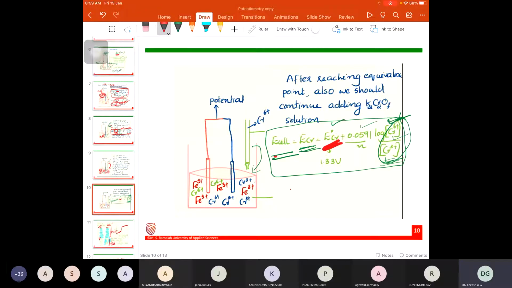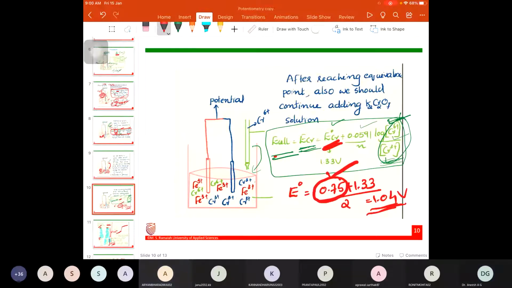At the equivalence point, what will be the value of E0? Average of the two, somewhere around 1.04 volt. So up to the equivalence point, E0 value was 0.75 volt. After the equivalence point, E0 value was 1.04 volt.